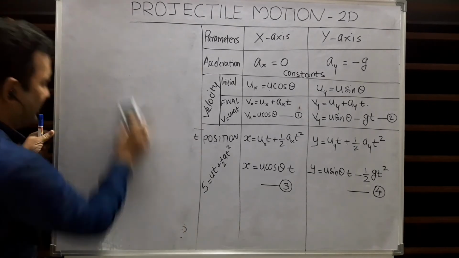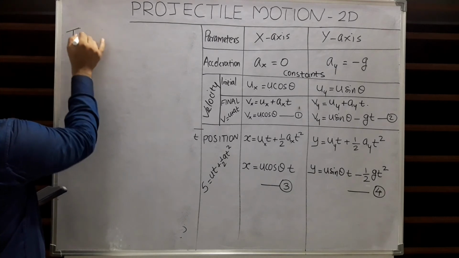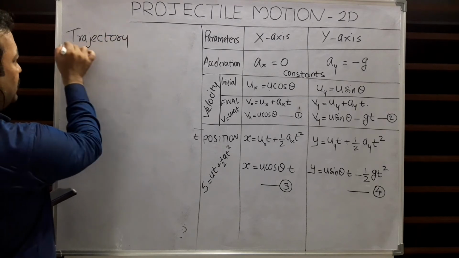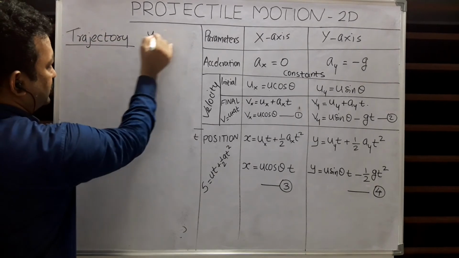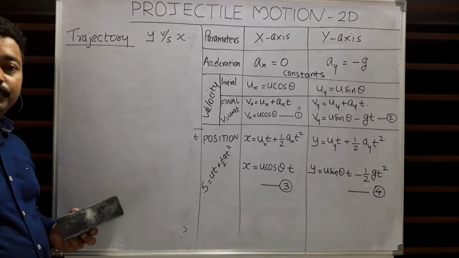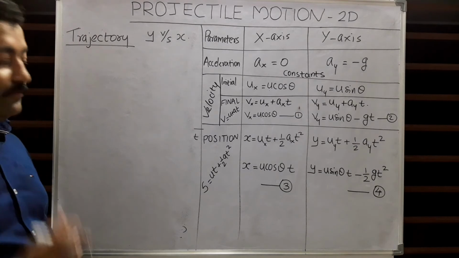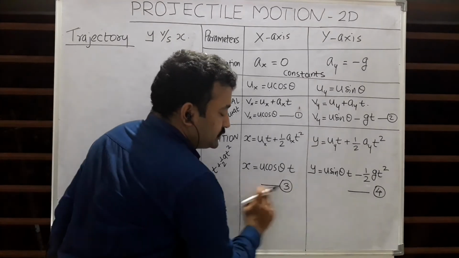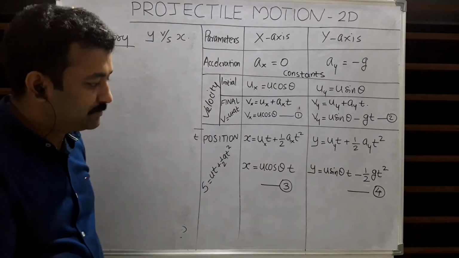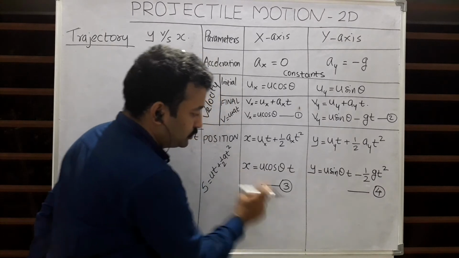In mathematics, what does trajectory mean? Trajectory means a relationship between x and y. Trajectory in 2 dimensions means a relationship between y and x, or x and y. What we can make use of here is equation 3 and equation 4. You can make use of these two and make a relationship between y and x. What's the simplest way? Replace the t over here with x. So I am using equation 3.